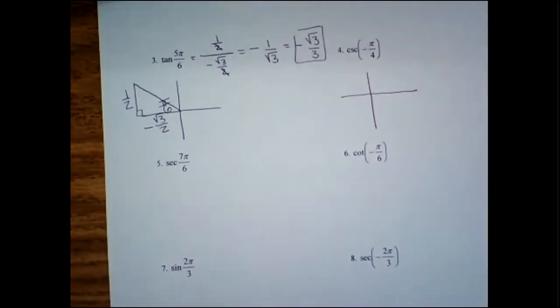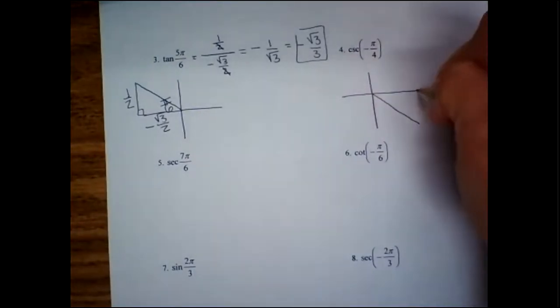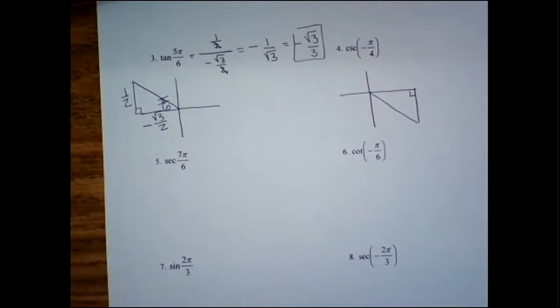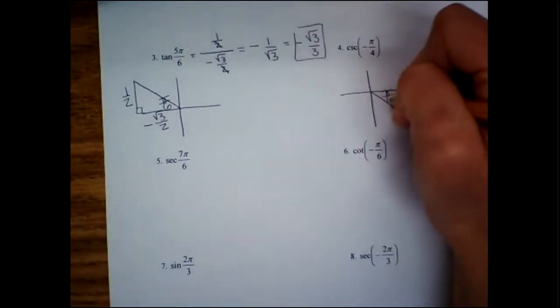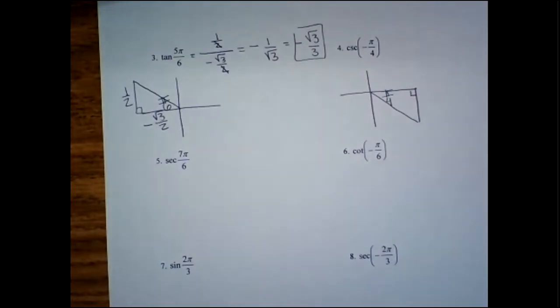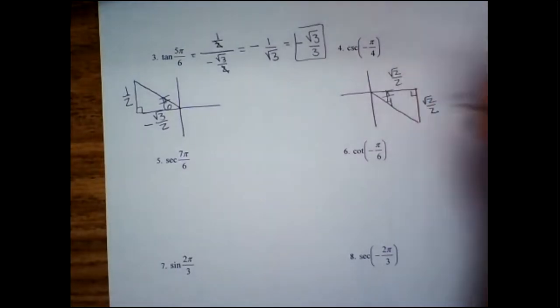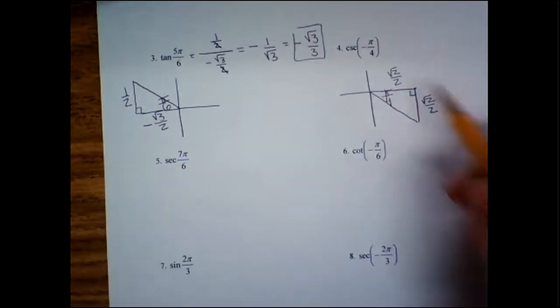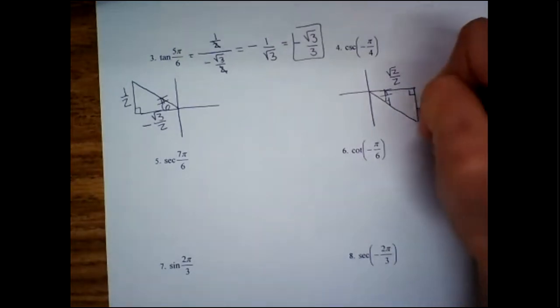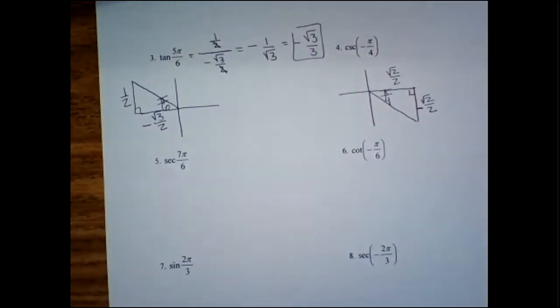Negative pi over 4. What quadrant are you in? 4, because you went backwards. What's the reference angle? There's only 3 choices. Pi over 4. What are the sides of the triangle when it's pi over 4? They're both square root of 2 over 2. Now, one of them's negative. Is it the x or the y? The y is negative, so we went down. That's the work. Now answer the question.